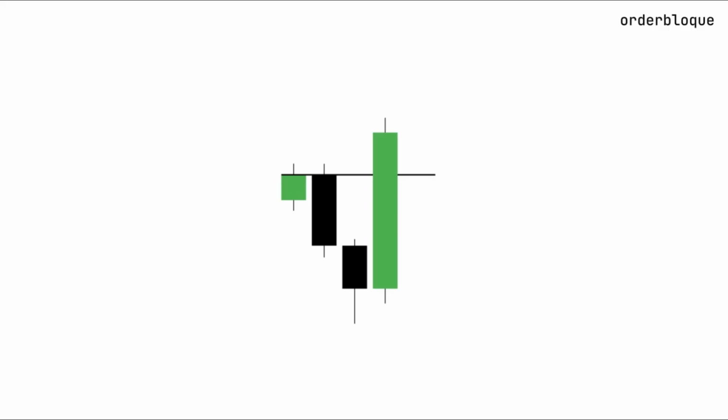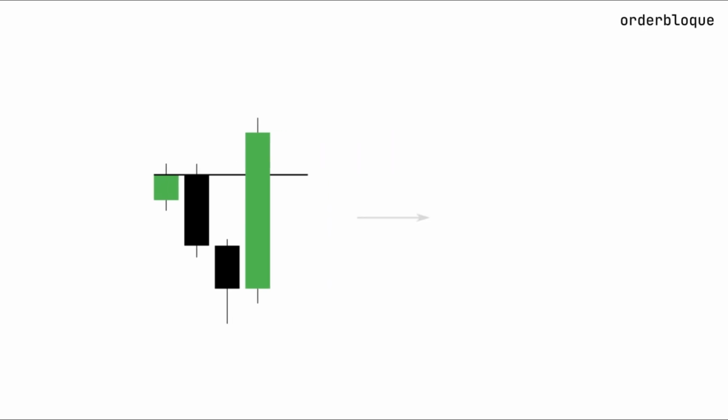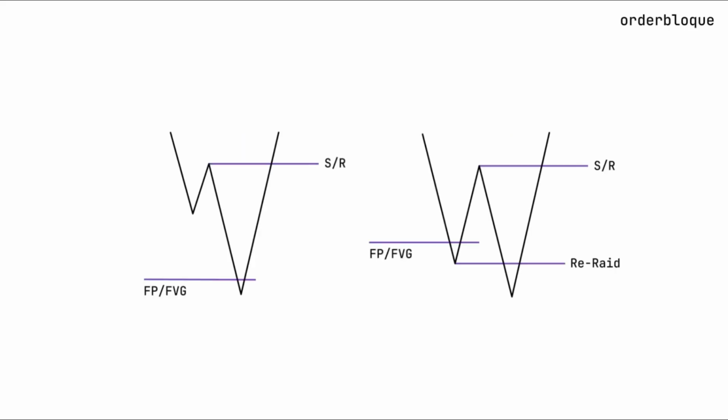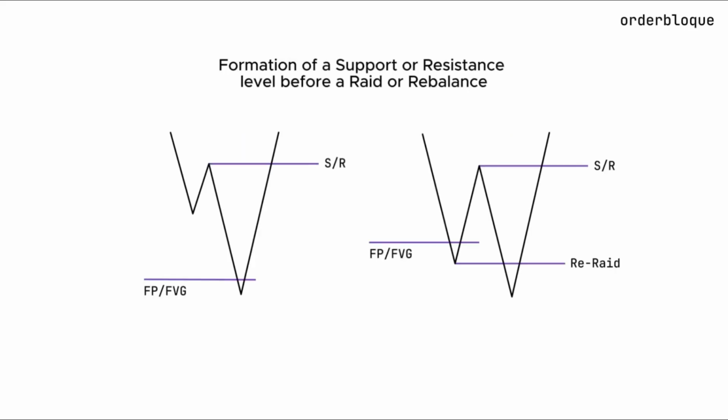Next, we will examine aspects that are unique to each of the variables. Let's start with the order block. First, an important indicator of this element's strength will be its impulsive nature of formation. From this follows that the order block should have an FVG inside, preferably 1 time frame lower. Later, you will understand why this is necessary. Second, it's the formation of a support or resistance level before a raid or rebalance is executed. I'll explain what this means.